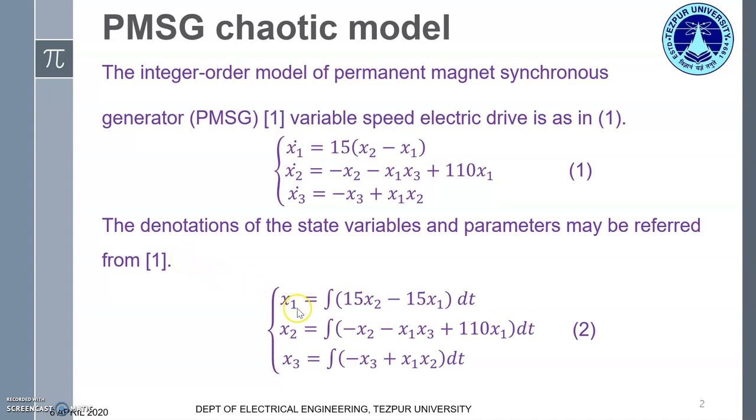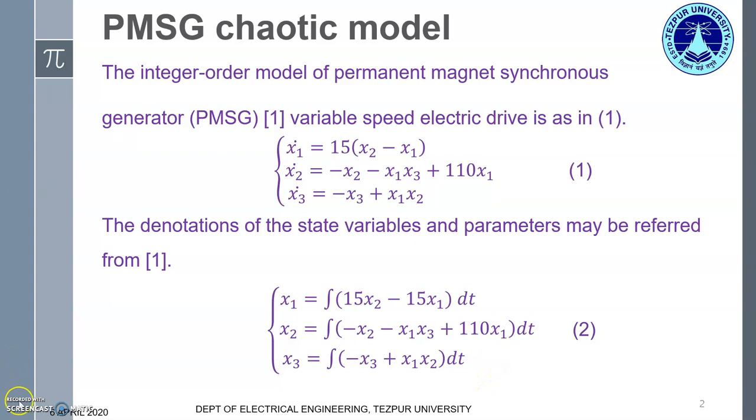Now, if I want to find out the solutions or the outputs x1, x2 and x3, what do we have to do? We have to integrate this part. To get x1, we are going to integrate x1 dot, and that is why we're going to integrate this particular expression. Similarly, here I have written for all of the equations x1, x2 and x3. Now, how are we going to solve this in Simulink?